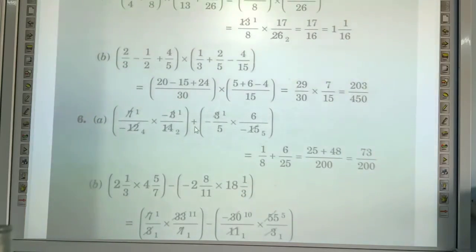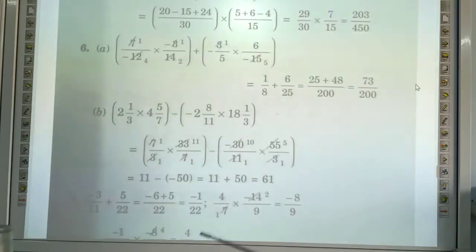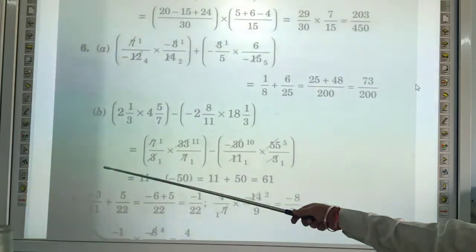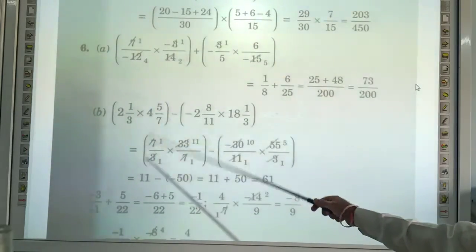Moving to part B, again mixed fractions are there within the bracket which we have to multiply, and then we have to subtract those brackets. Instead of adding, we have to subtract here. And while solving the bracket, we are multiplying here, so we have to cancel. Before cancellation, first convert them into improper fractions. 3 plus 6, 1 plus 1, 7 upon 3.